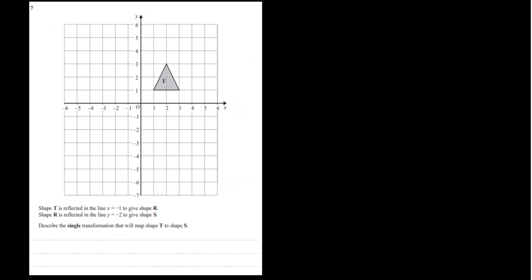It says shape T is reflected in the line x equals minus 1. Let's draw that line, x equals minus 1. Because it's x equals minus 1, it's going to be a vertical line over here. Let me write it down: x equals minus 1. If I'm supposed to reflect this shape in this mirror line, I'm going to count how many squares from each of these vertices. That's 1, 2, 3 jumps to the mirror line. So 3, 2, 1. That's going to be my first point.